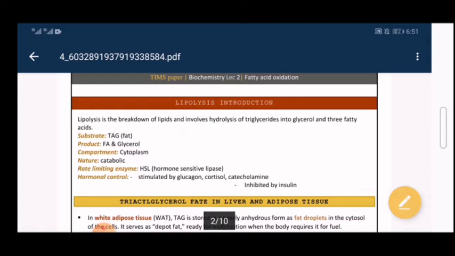It occurs inside the cytoplasm. It is a catabolic process, meaning we are going to break down a large molecule into smaller units. The large molecule is TAG, and the final products, or the smaller units, are fatty acids and glycerol. The rate limiting enzyme and hormonal control are going to be discussed later on during this episode.